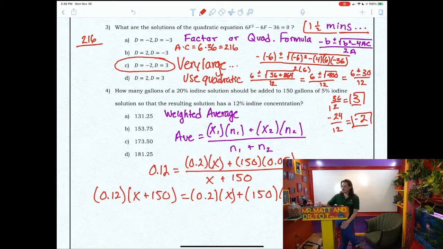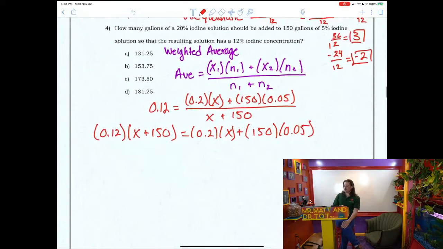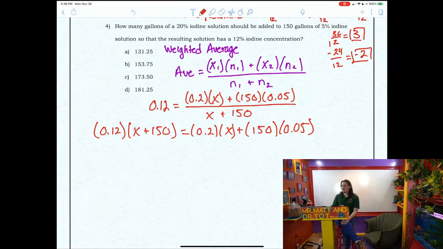If you have any questions, then please let me know. Otherwise, for number 4, what we have going on here is a weighted average problem. So we're going to set the intended concentration rate of this solution equal to the 1 gallon amount times its concentration plus the other gallon amount times its concentration, quantity divided by the total number of gallons.